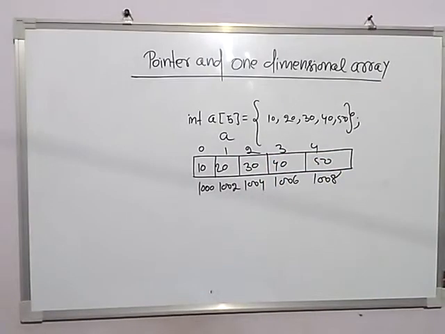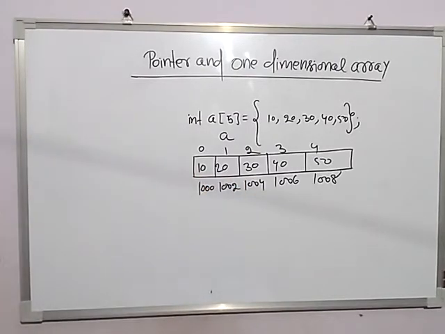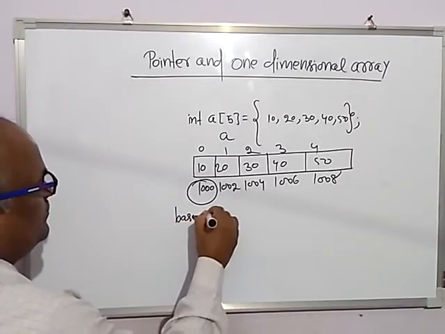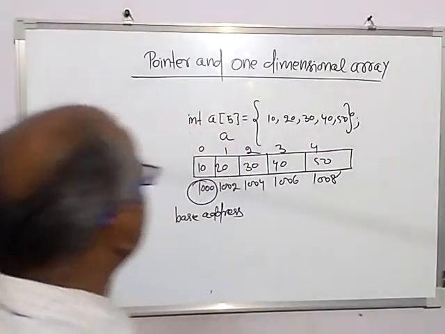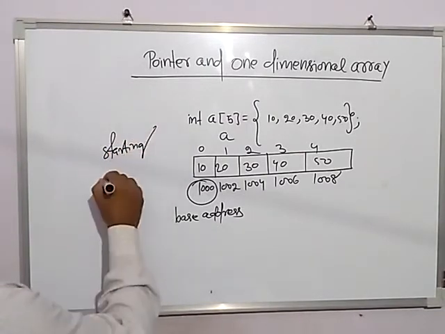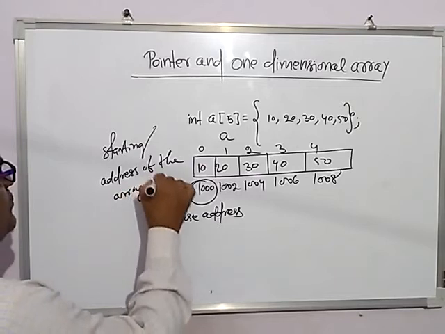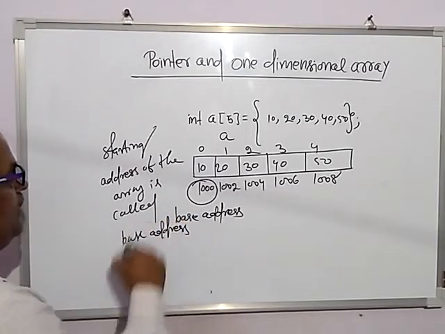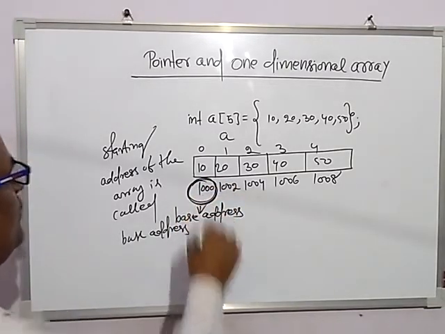Now, by using a pointer, how can I access the elements of the array? You see here, 1000 is called the base address of the array. So what is the base address? The starting address of the array is called the base address. In this array, since 1000 is the starting address, this is the base address.